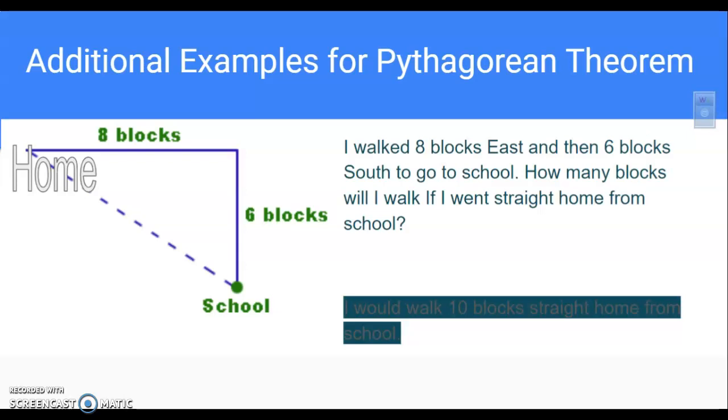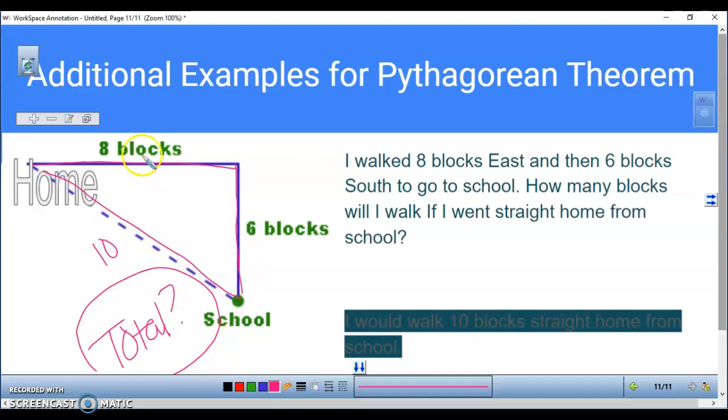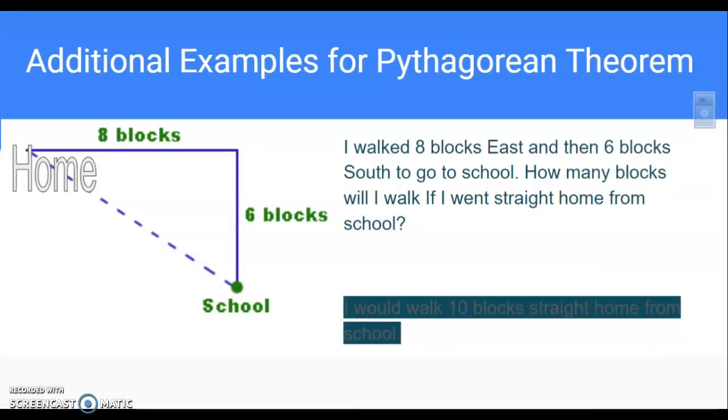Now, this is a challenge question on the test. On the test, they ask about the total distance that Inuit walked. So if you think about it, he walked 8, 6, and then the 10 to return home. You would need to add all 3 of those. So he would walk total 24 blocks. So please pay attention. If it's asking for the total, you can't put 10 because that's just the distance walking to home from school. If it asks for the total, you need to add all of the lengths up. Pretty much the perimeter there.